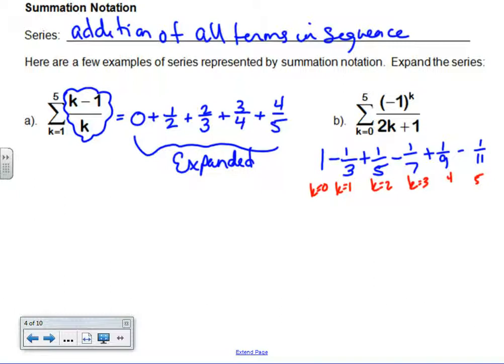And one other thing I want to point out is when you had negative 1 to the k power, that allowed my sequence to alternate from positive to negative signs. So later on we're going to have to develop the general form, and if you notice you have an alternation between positive and negative, we're going to have to employ a similar technique.